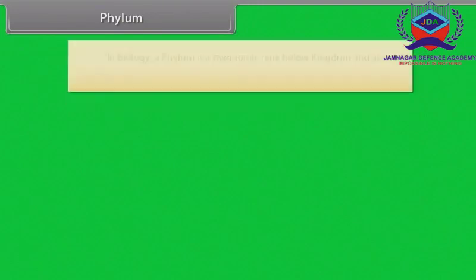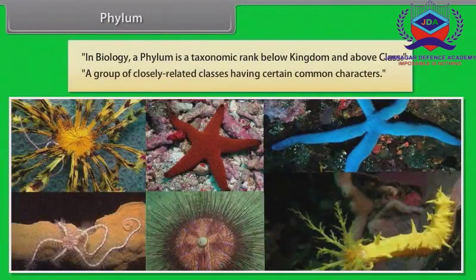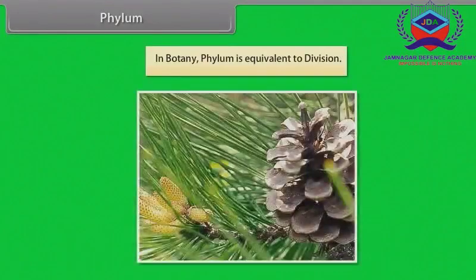Phylum: in biology, a phylum is a taxonomic rank below kingdom and above class. A group of closely related classes having certain common characters. In botany, phylum is equivalent to division.